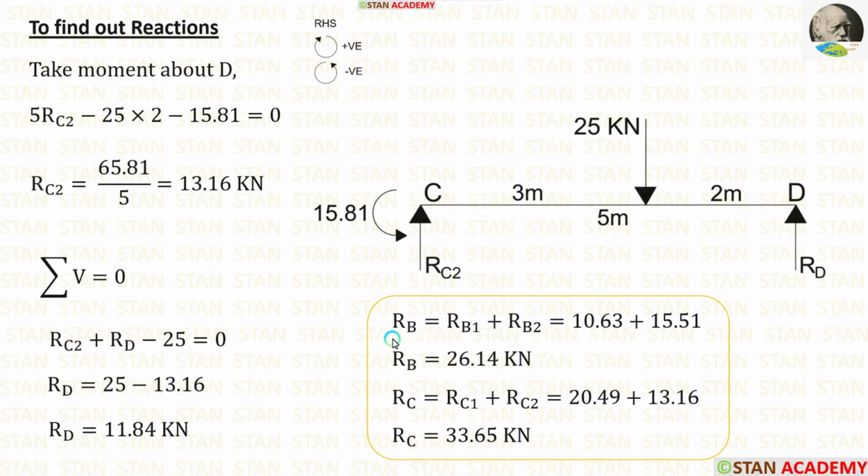At the point B and at the point C, we have calculated the reactions two times. For RB, we have to add RB1 and RB2. Finally, we are getting RB. For RC, we have to add RC1 and RC2. After adding, we are getting RC.